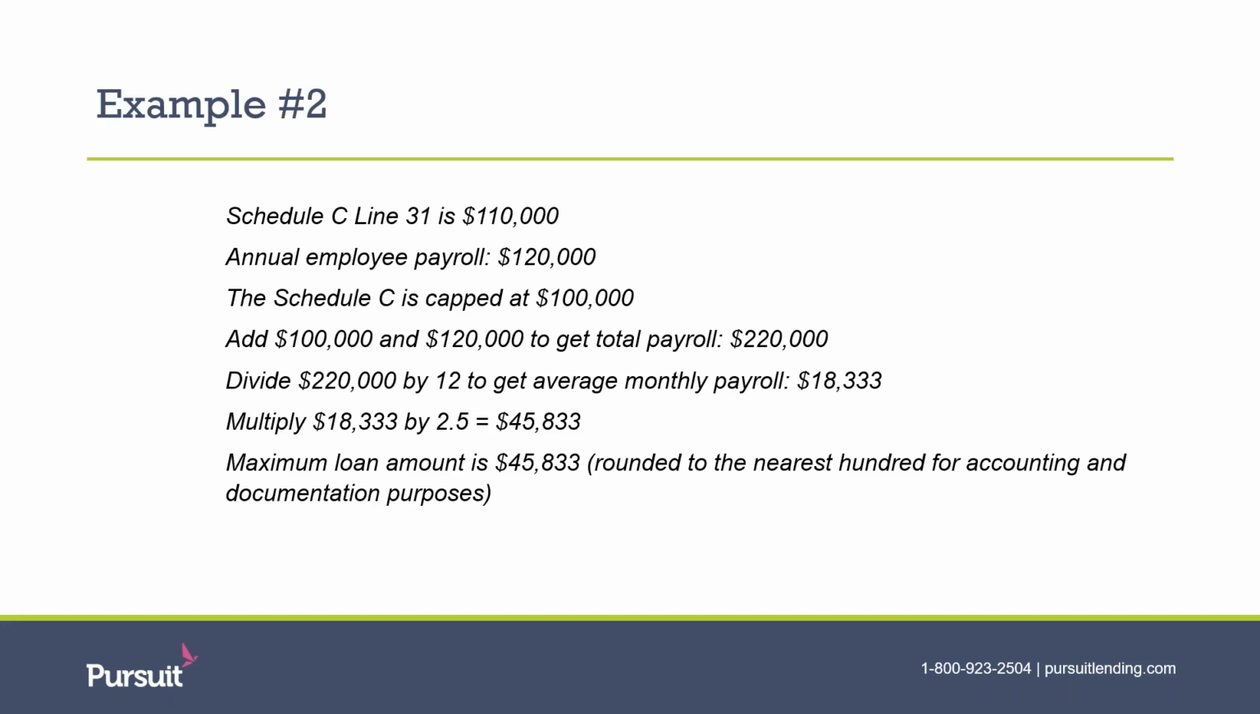In this case, we will divide that by 12 to get our average monthly payroll of $18,333. That becomes the maximum loan amount when we multiply it by 2.5 times, or 3.5 times if you were in a food service or accommodation industry, to get the maximum loan amount of $45,833. Typically, your lender will round this in order to have no decimal cents in the loan amount, just to make it cleaner for accounting and documentation purposes.